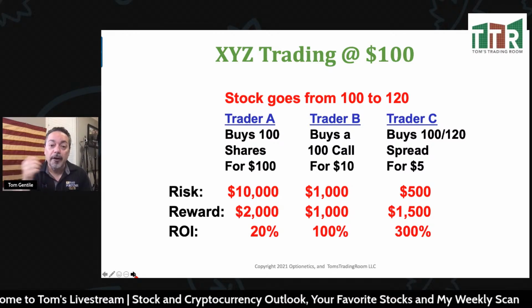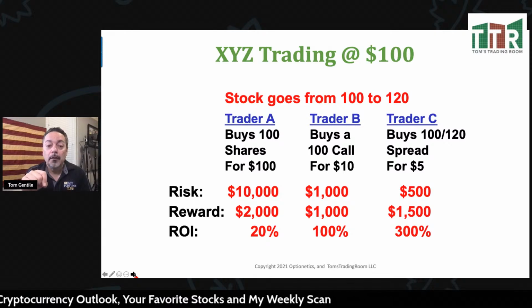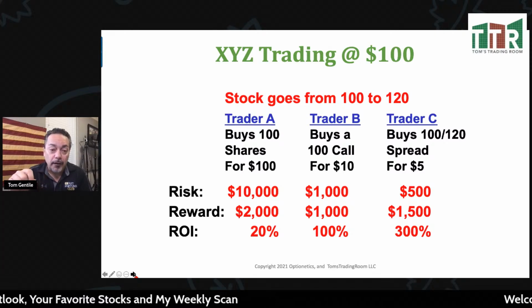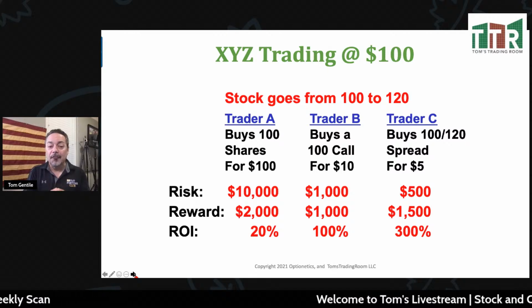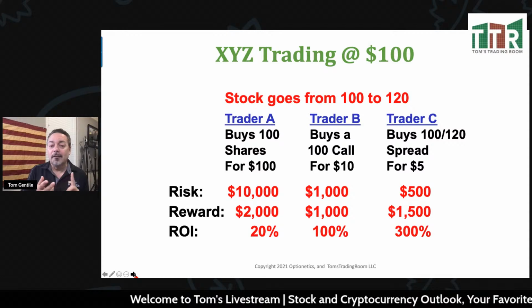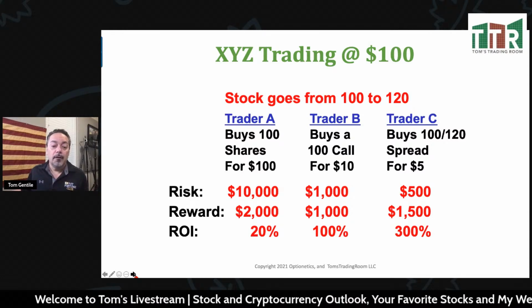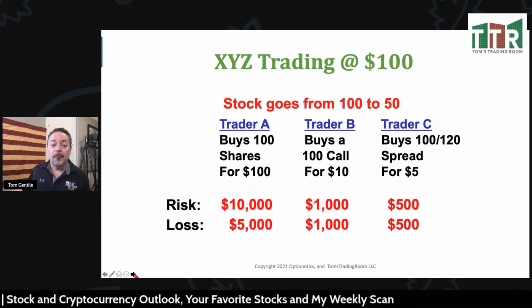What does the stock trader need in order for their trade to get to a 300% return? They need the stock to go to 300. So you can see return on investment requires much less of a move in the stock on spreads than it does on calls, and it does on the stock itself. That's why I like spreads. All right, now let's look at the other reason I like spreads, because there's another reason too.